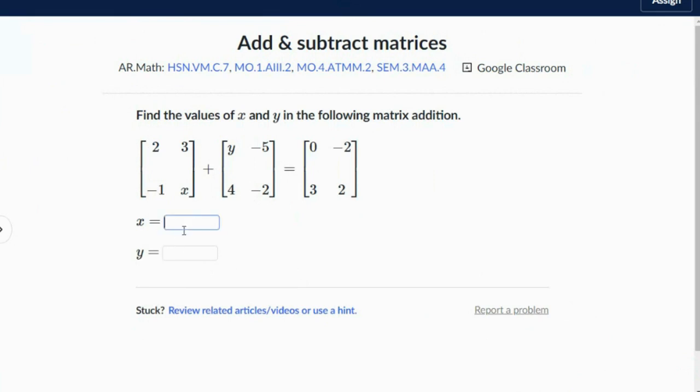Oh, here's one with the X and the Y, like we had in the quiz. If 2, 3, negative 1, x is added to y, negative 5, 4, and negative 2, what do x and y have to be to end up with 0, negative 2, 3, 2? All right. Not that difficult.